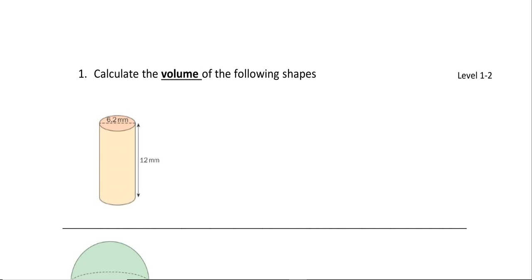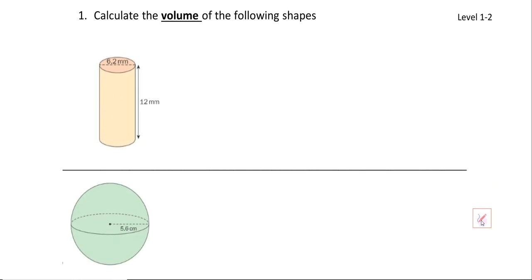Okay, so calculate the volume of the following shapes. We have a cylinder here. What's the formula for the volume of a cylinder off the top of your head? Nick? Pi r squared times h. So pi times r squared times h. That's the volume of it.